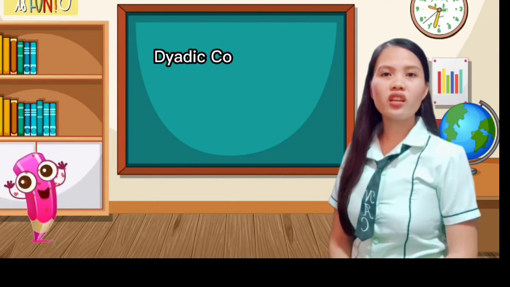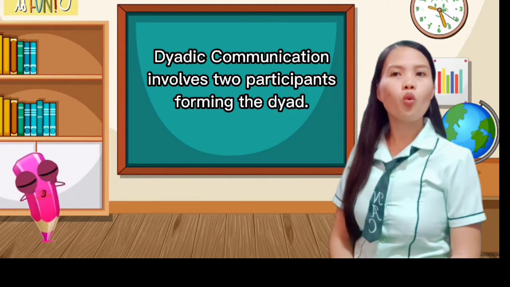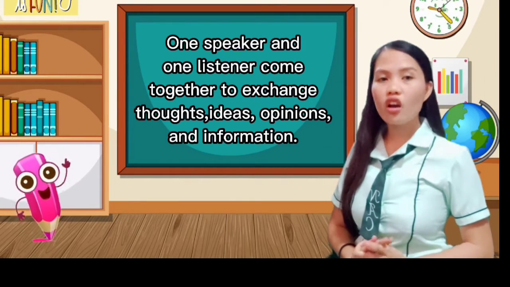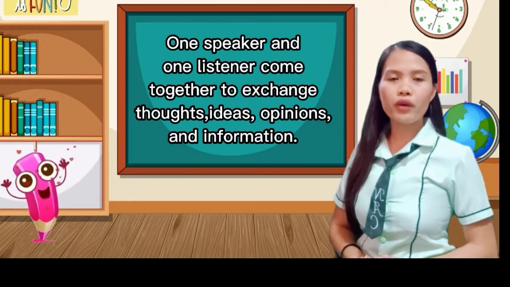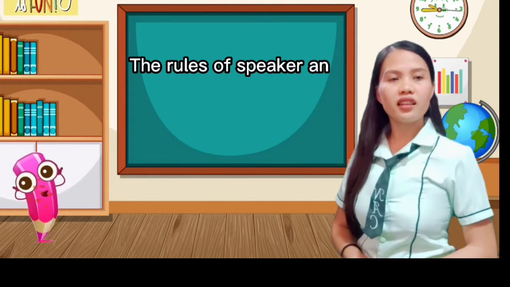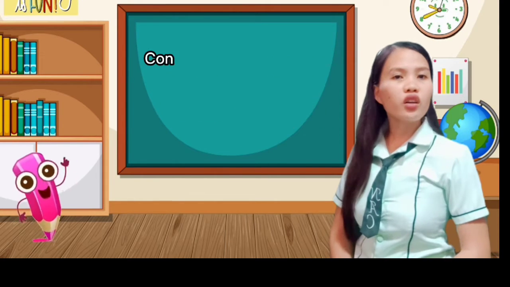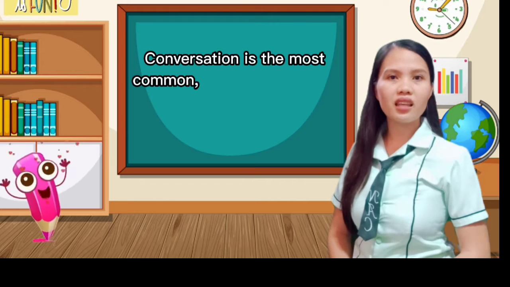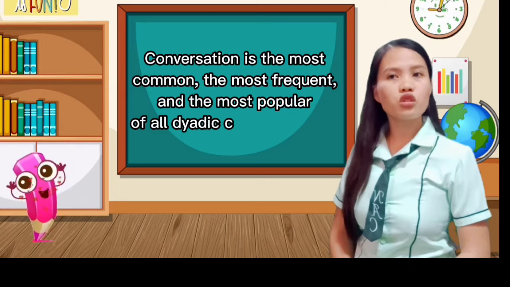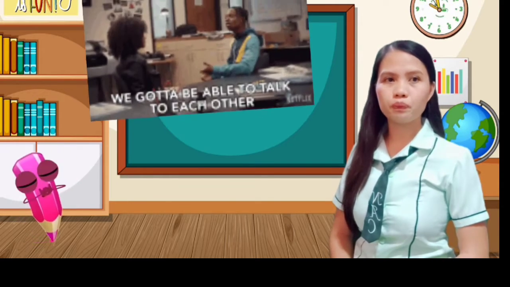Dyadic communication involves two participants forming the dyad. One speaker and one listener come together to exchange thoughts, ideas, opinions, and information. The roles of speaker and listener are not fixed. They are interchangeable. Conversation is informal dyadic communication. Conversation is the most common, the most frequent, and the most popular of all dyadic communication.